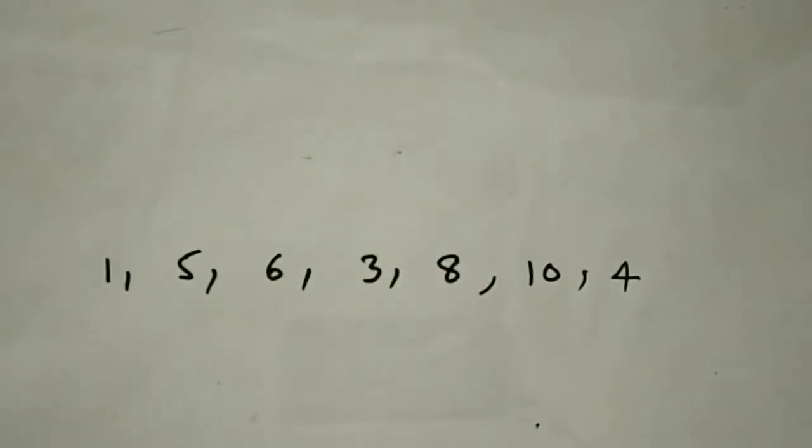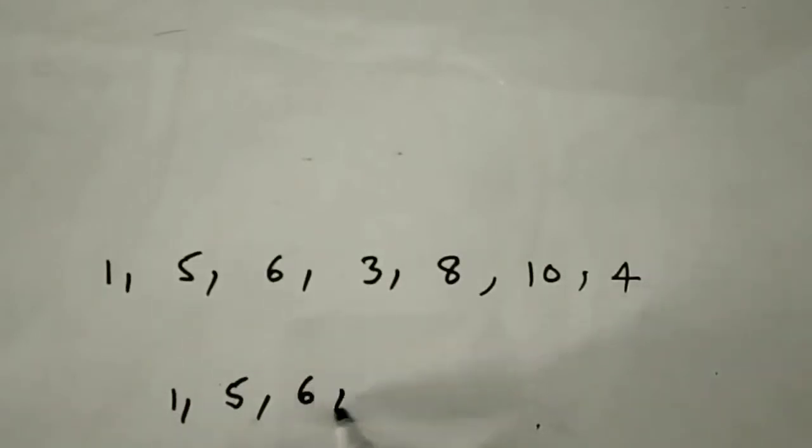In this tutorial, we will learn how to identify the longest increasing subsequence from the given array. Longest increasing subsequence means we need to identify the longest sequence from the given array in which each element is greater than the previous element. For example, this is the given array. We need to identify the longest increasing subsequence from this array. That is 1, 5, 6, 8 and 10.